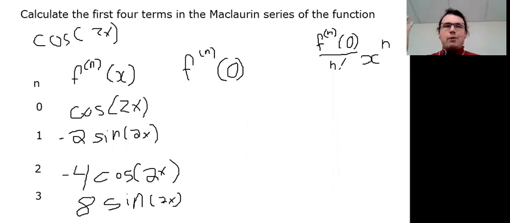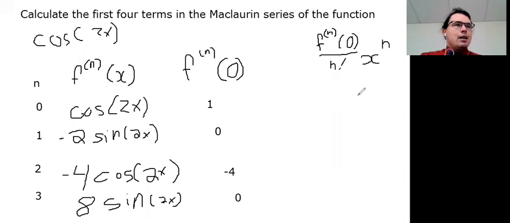When I go to evaluate these functions at x equals 0, well, I'll be doubling this x, but twice 0 is still 0. So this first number that I get here for n equals 0, cosine of 0 is the number 1. For n equals 1, I'll have sine of 0, which is 0, multiplied by negative 2. But that's still 0. For n equals 2, I'll get negative 4 times cosine of 0. Cosine of 0 is 1. Then for n equals 3, I'll get 8 times sine of 0, which is 0.